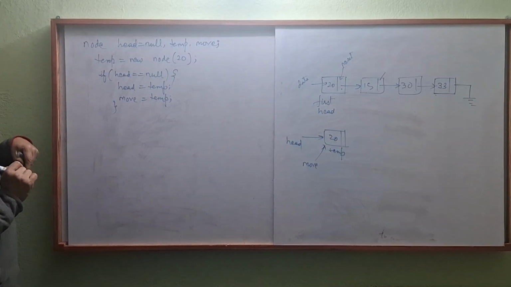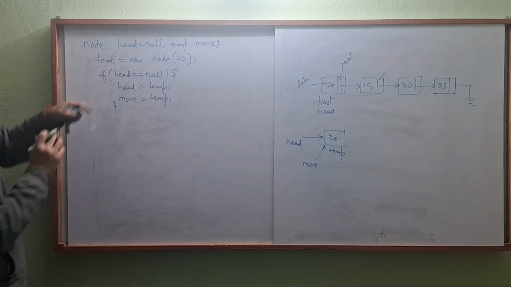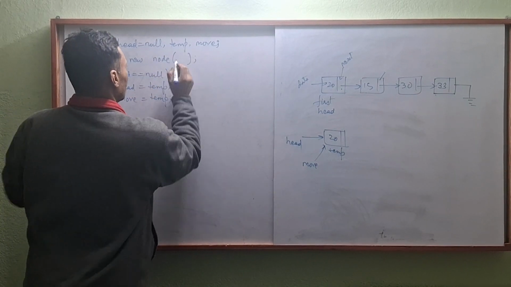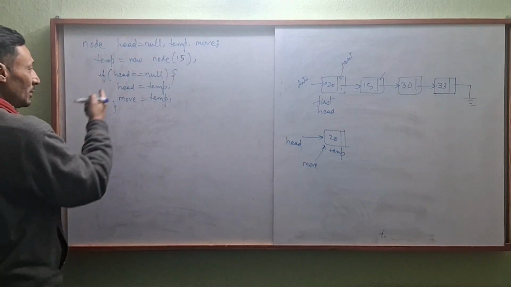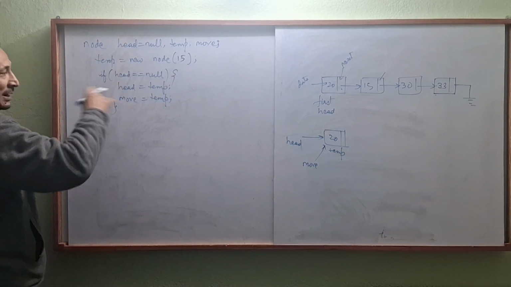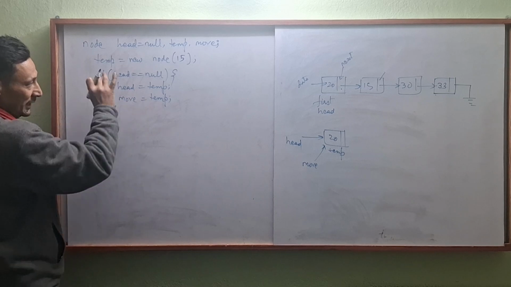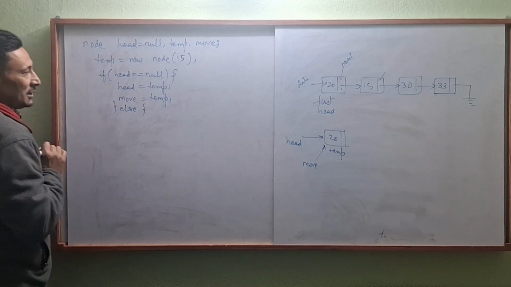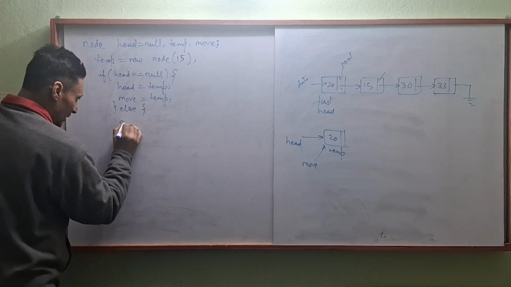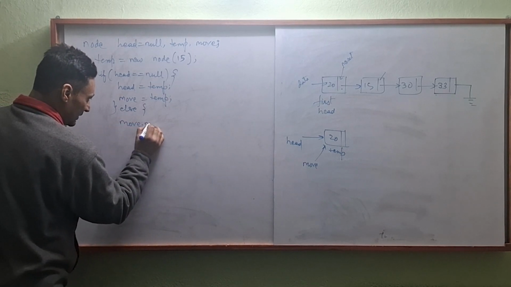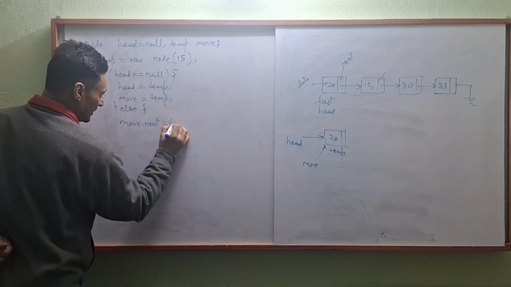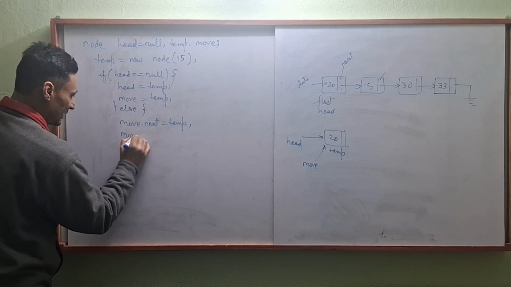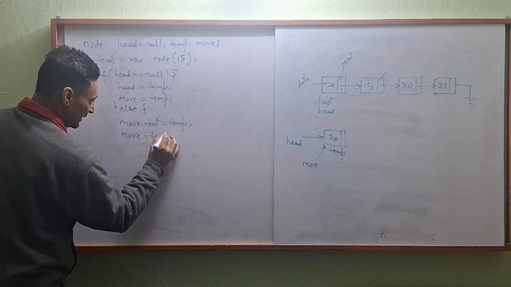Now let's suppose we are having another node. Let's create another node with the value 15. Now initially head was null. After assigning one node, head will not be null, so we have to write else. Then what we do is we will write move.next is equal to temp. Simple. Then we'll assign temp to move.